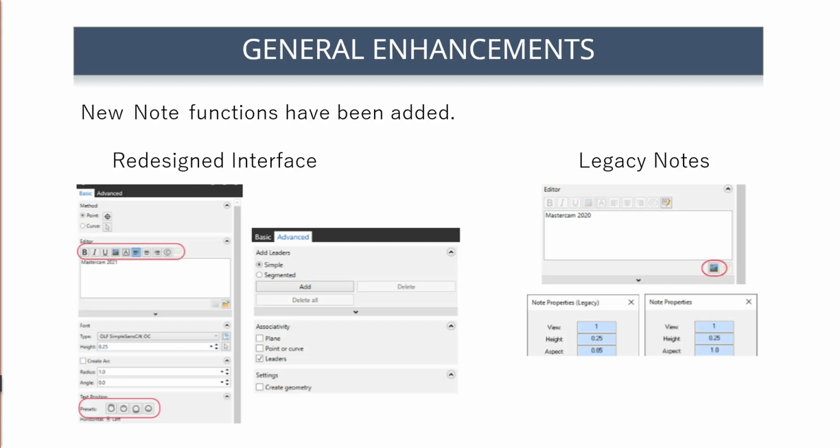New note functions have been added, so this is for drafting only. They redesigned the interface for drafting entities, and now we can have legacy notes. We can have some presets in there. So if you do a lot of drafting, here are some changes for you to be able to streamline that a little bit. If you have notes that you're always writing, instead of rewriting them, now we can have legacy notes, and we can also have presets on some settings for the drafting functions.